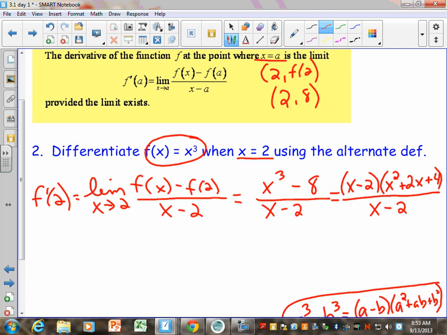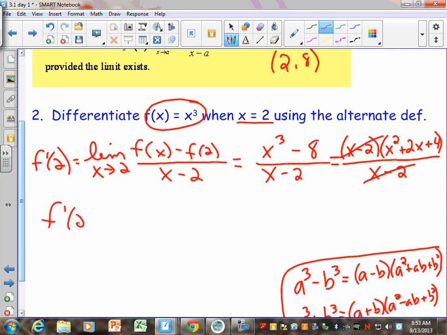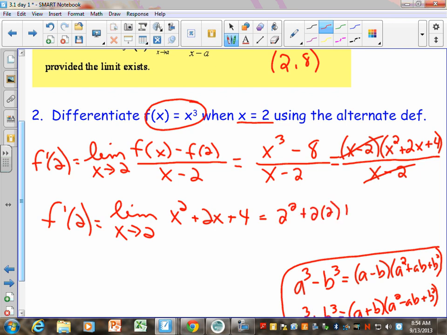But the idea is now I could cancel this, just like with my h limits, and now I could find the limit as x approaches 2. All I'm left with is x squared plus 2x plus 4. And now it's just direct substitution. You just plug 2 in, and you get the slope. So I would get 2 squared plus 2 times 2 plus 4, or 4 plus 4 plus 4 equals 12.